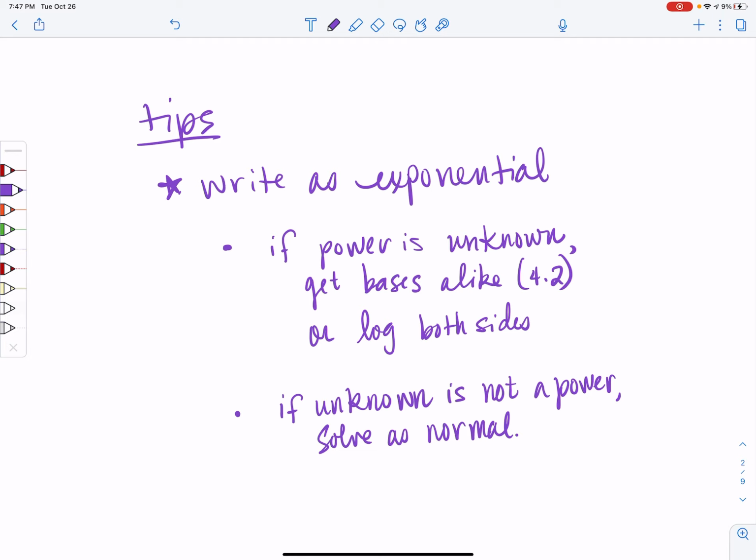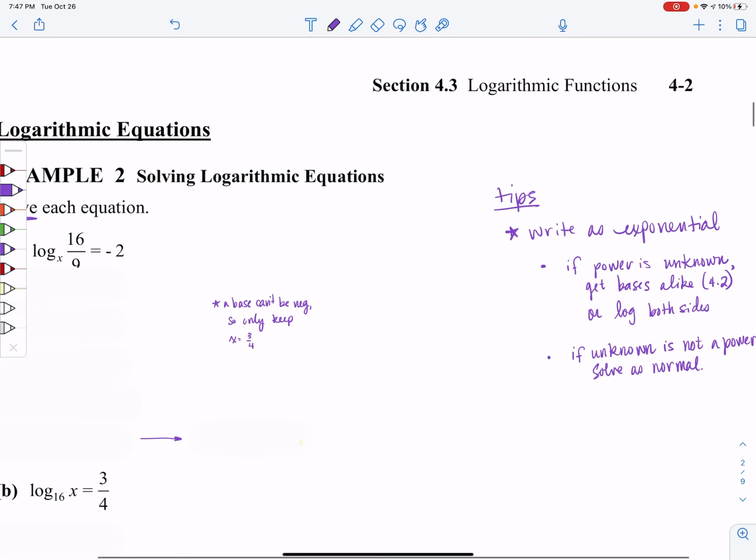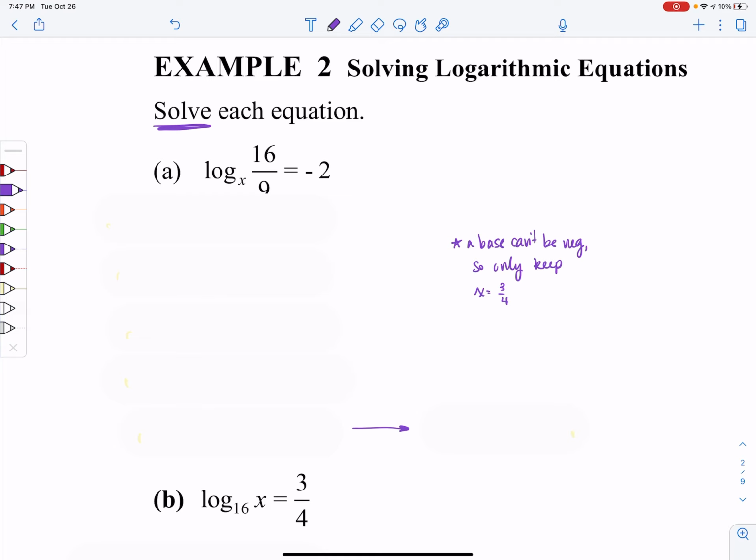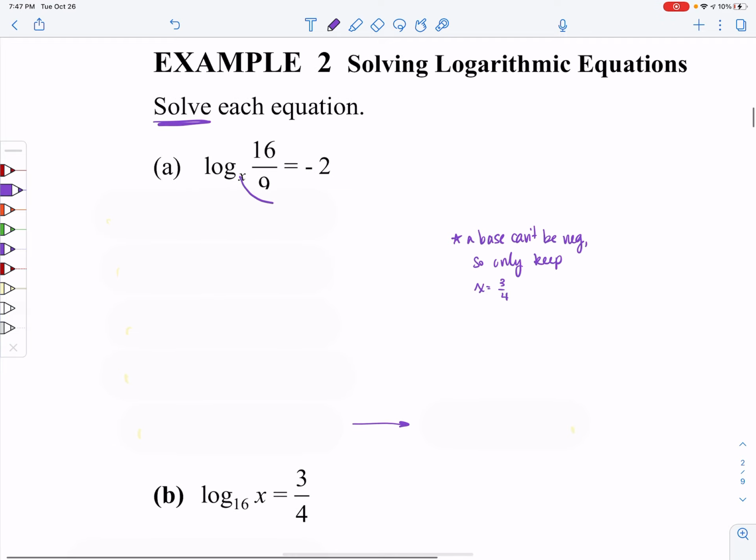If your unknown, your variable, is not a power, then just solve it as normal. All right, so let's take a look here. For part A, the first thing that we want to do is change our log into an exponential. So we'll have x raised to the negative second power is equal to 16 ninths. Get that out of the way there.